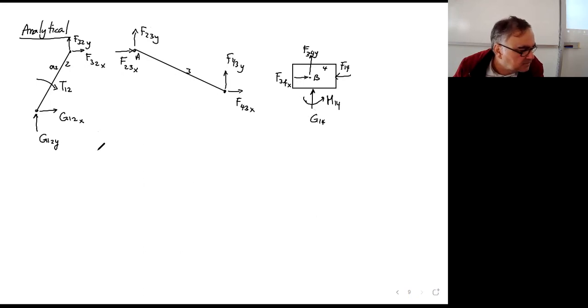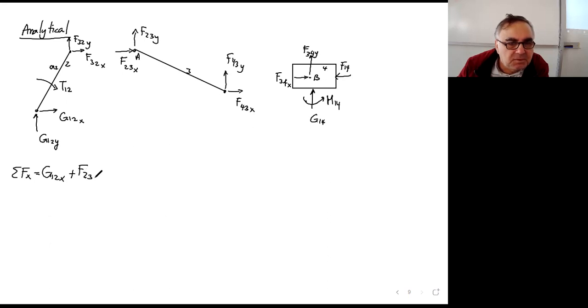Okay. Now for each of them, we are going to write the force equations. Let's say for the second link, the sum of forces in the x direction is G12x plus F32x.